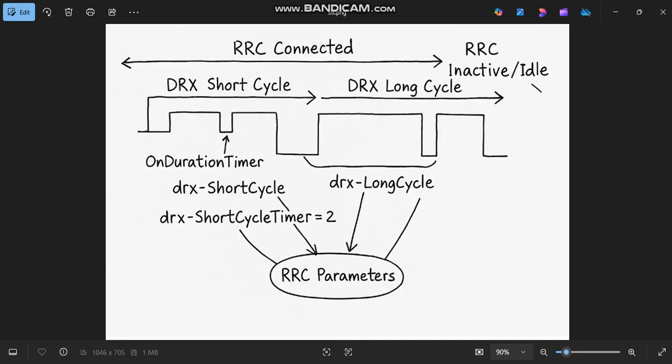And soon after that, if we introduce the long DRX cycle, of course we are at a disadvantage when it comes to latency, but energy consumption is reduced, or the UE's battery is saved here. So combining both these and designing the RRC connected state according to this is very important. All these are RRC parameters. This is a very important concept where we are at an advantage in both latency as well as energy consumption of the UE.